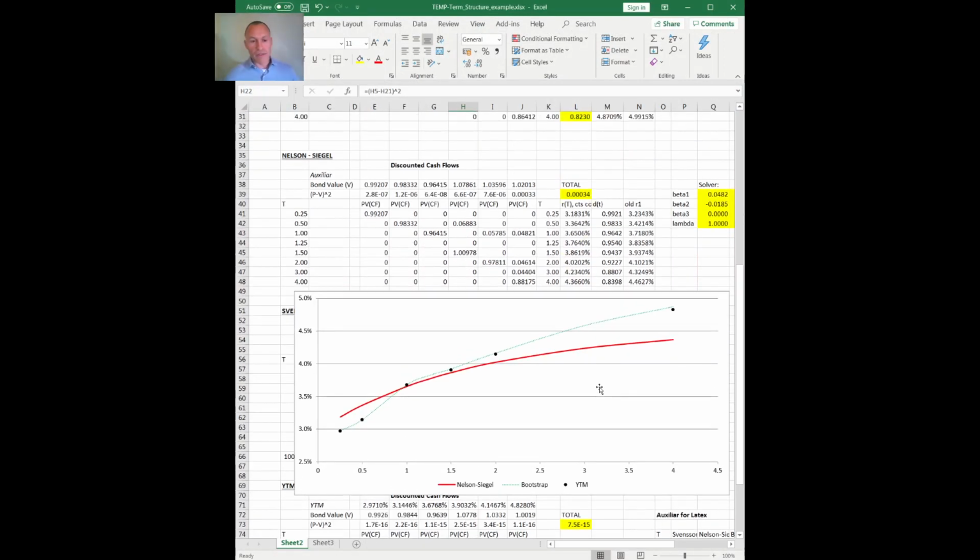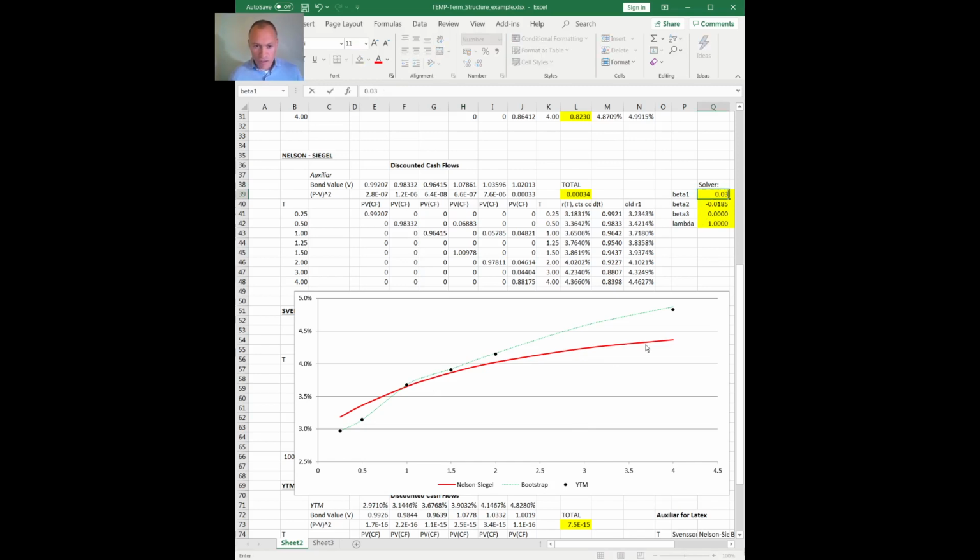What this means is the following. So the set of 4 parameters, beta 1, beta 2, beta 3, and lambda, once specified, determines the shape of the curve. So for example, here, look at this red line. This is the term structure of interest rates for maturities from 0 to 4 years, like we had in that previous example. So it's a very short curve, but still the point is the shape. If the parameters are this, it looks like this red line here.